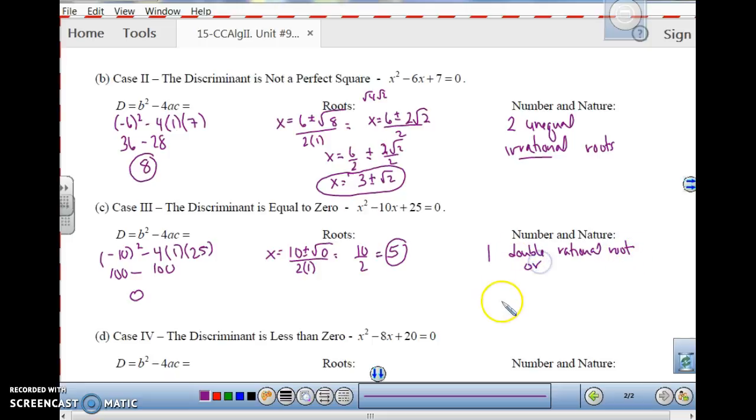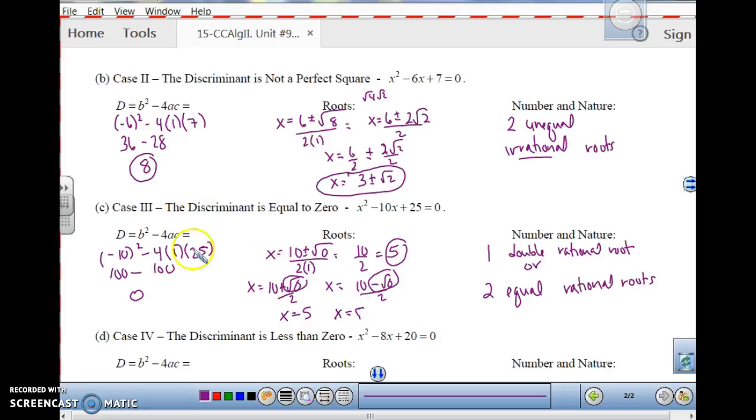Or sometimes called two equal rational roots. Now the 2 comes from this actually being 10 plus the square root of 0 over 2, and 10 minus the square root of 0 over 2. The square root of 0 is just going to be 0 for each one of these. So that's where the double part of it comes from. So x is going to equal 5 for either one of them.